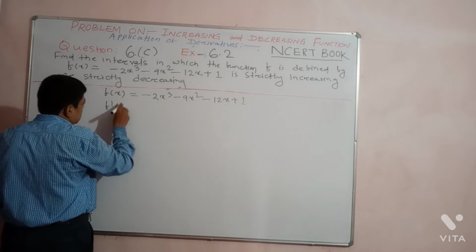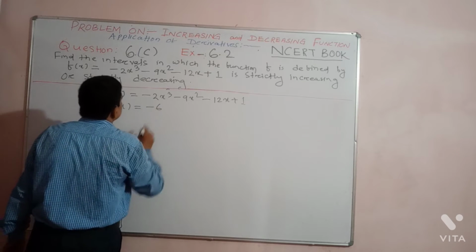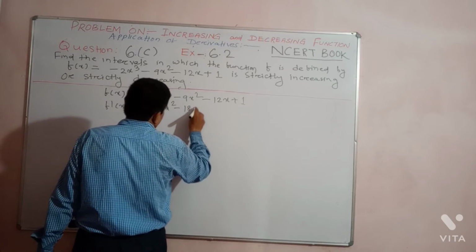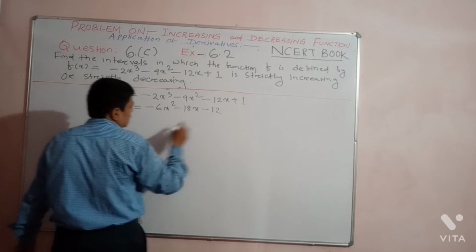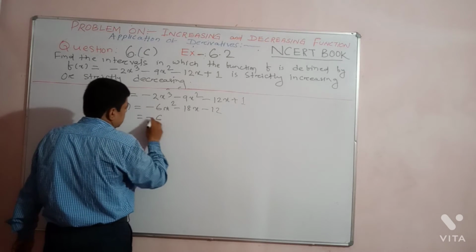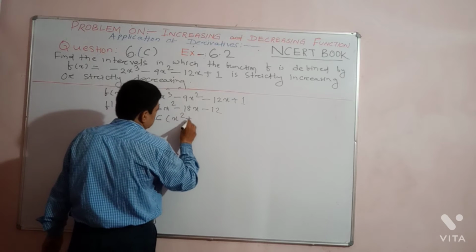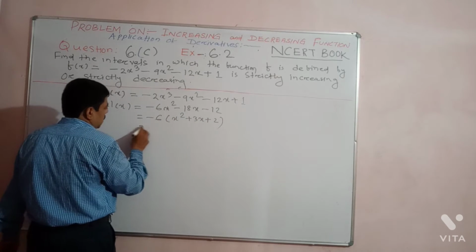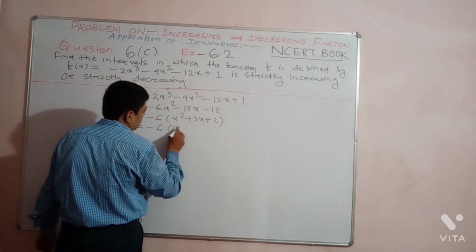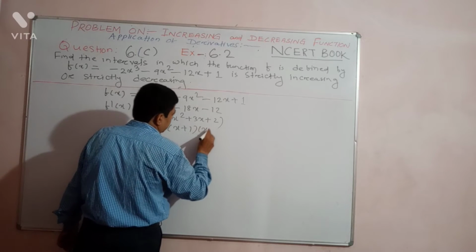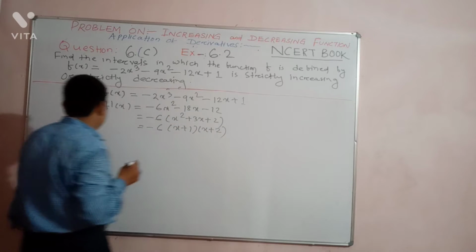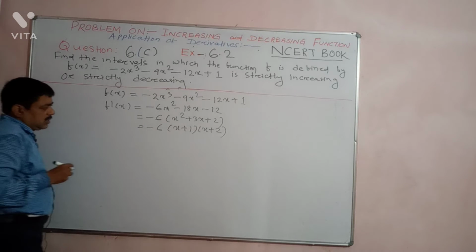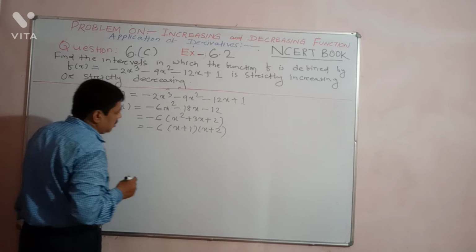So f'(x) is equal to -6x² - 18x - 12, right? So this is equal to -6 being common, (x² + 3x + 2), and -6 into (x + 1)(x + 2). After factorization we get f'(x) = -6(x + 1)(x + 2).